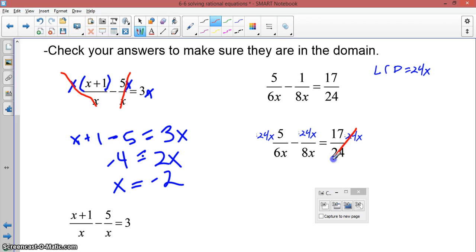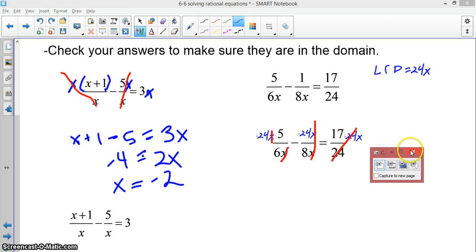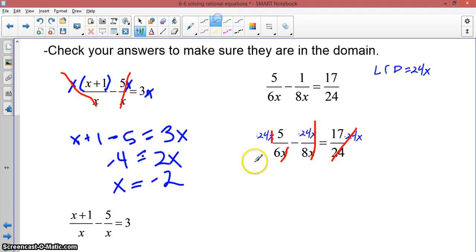The 24's cancel completely. Okay? The x's cancel completely in this fraction. In this fraction, the x's completely cancel. In this fraction, the x's completely cancel. And then we can reduce the numbers. In fact, I'll just do that on the next step here.